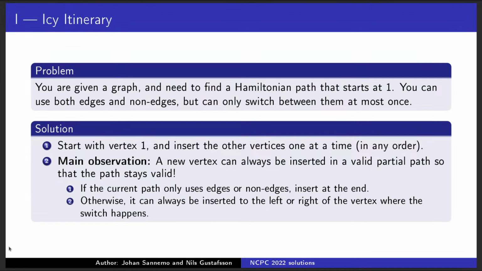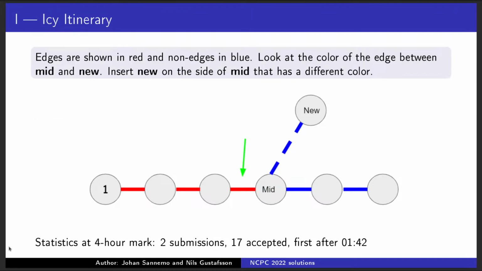What we should do then is, we have a picture here. Here we have our new vertex that we want to insert, and we have this middle vertex that is just where the color swaps from edges to non-edges, or the other way around. And you can see that, let's say that the edge that goes between the new one we want to insert and the middle one, let's say that it's blue. In that case, we can always insert a new one between mid and the one to the left, because now the path will still stay valid. I mean, it could be that the color between new and the left one could be red, and then new will become the next middle one.